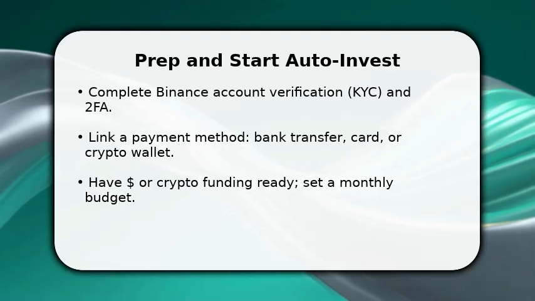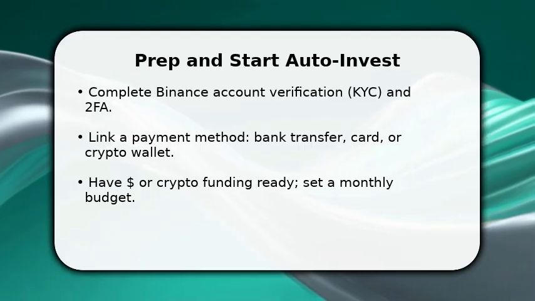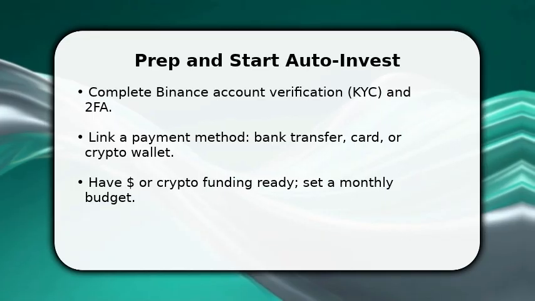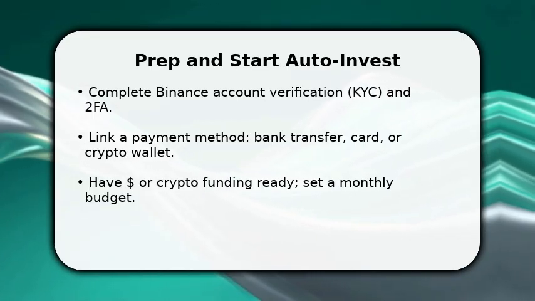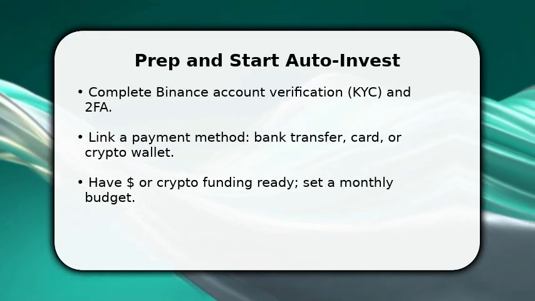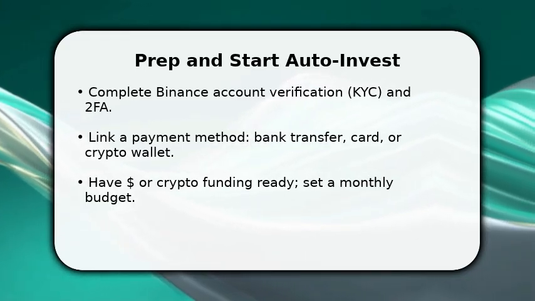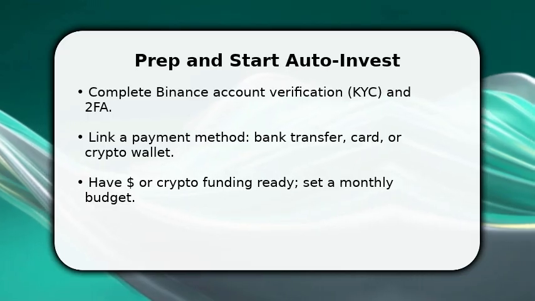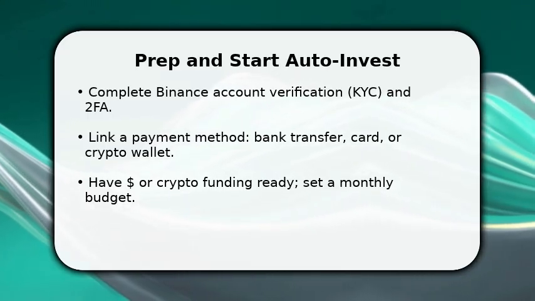You begin by verifying your Binance account and enabling two-factor authentication for security. Once done, link a payment method, card or bank transfer, and deposit the amount you plan to commit. Now go to the Buy Crypto or Earn menu, where Binance lists recurring and auto-invest tools. Select the Auto Invest or Recurring Buy option to start creating a plan.